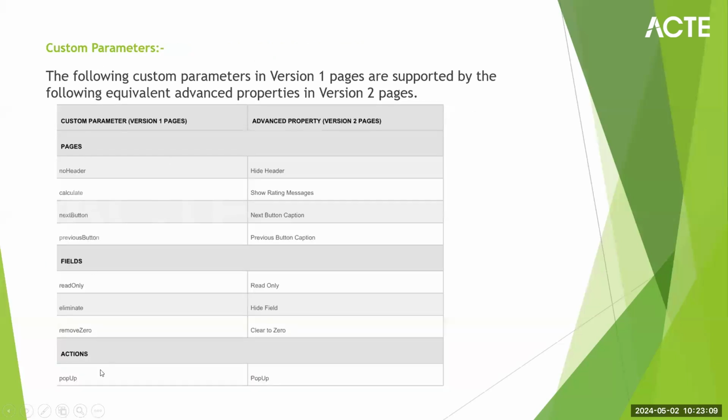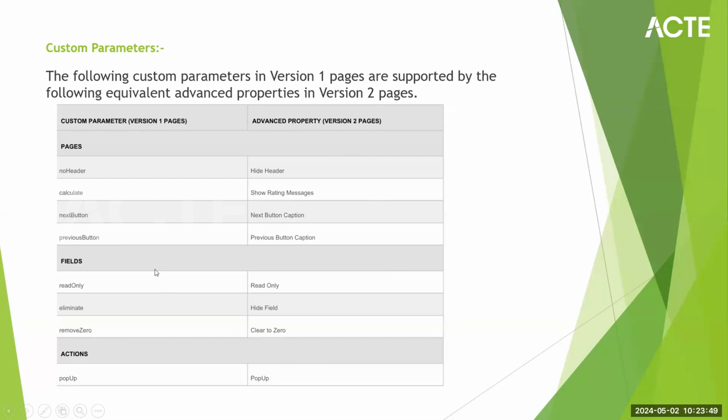Now, custom parameters. These are the icons you can see while creating pages in the page designer. Like no header: suppose you created a field and you don't want any header for that particular field, so you can click on the no header drop down. Then calculate, next button, preview button, previous button. So these are the things you can apply as per your requirement.